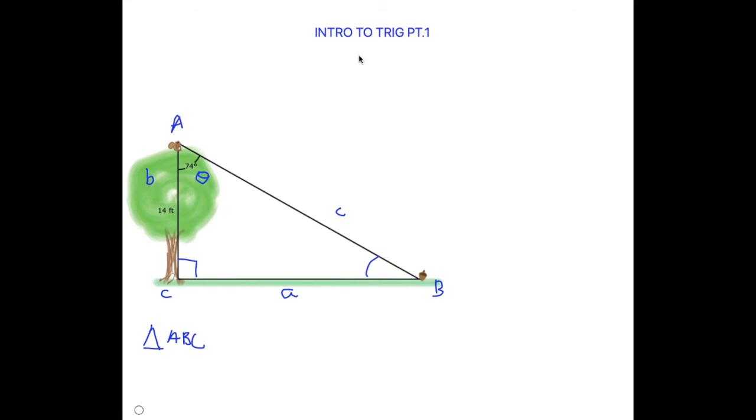There are three different ratios that are associated with trigonometry. They include the sine ratio, the cosine ratio, and the tangent ratio. For today, we're going to be solely looking at the tangent ratio. So let me just erase this.